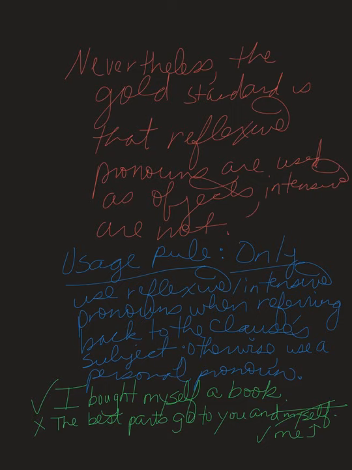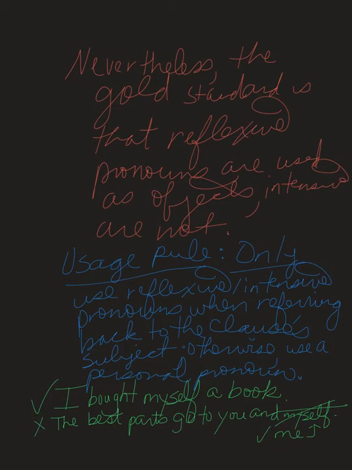Nevertheless, again, the gold standard for choosing whether a pronoun is reflexive or whether it's intensive is if a pronoun is indeed reflexive and would be labeled as such, it is used as an object, an IO, DO, or OP. If it is not reflexive, if it's rather just intensive, it would not be used as an object. Again, not necessary for this chapter, but good to know because it is necessary at other times.